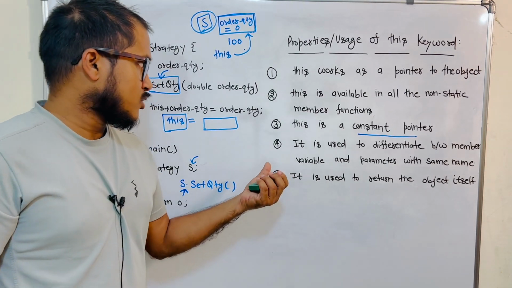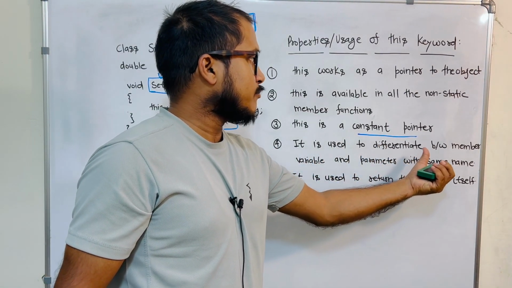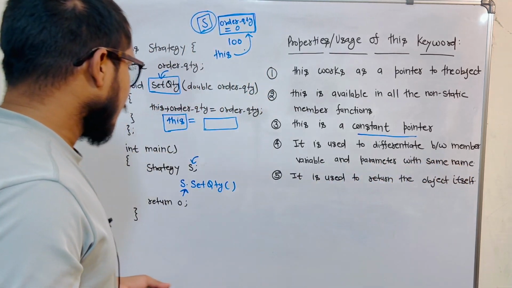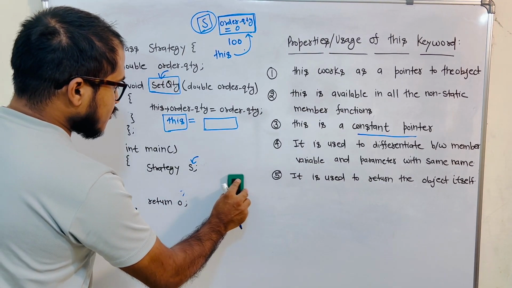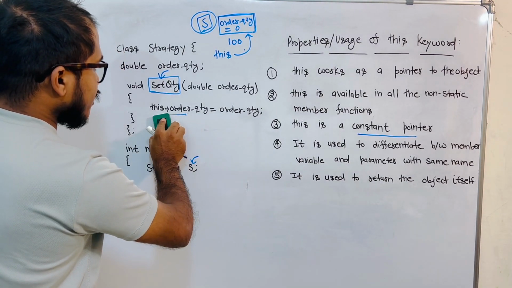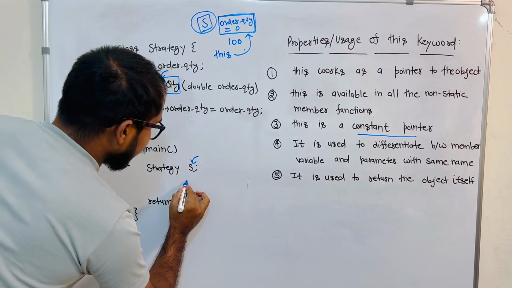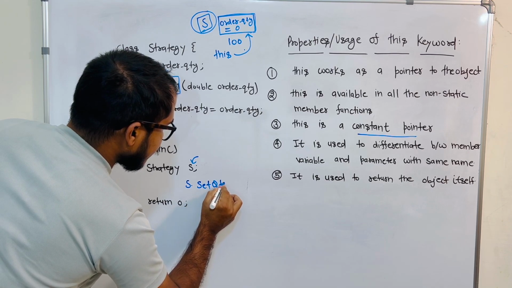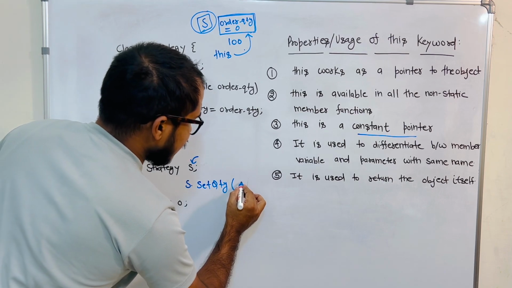Now if we talk about the fourth point, then I can say it is used to differentiate between a member variable and a parameter with the same name. So what is the meaning of this? Let's try to understand that. What is happening here is I am calling this set quantity function, S dot set quantity, and here I am providing the value to order quantity as, let's say, 100.